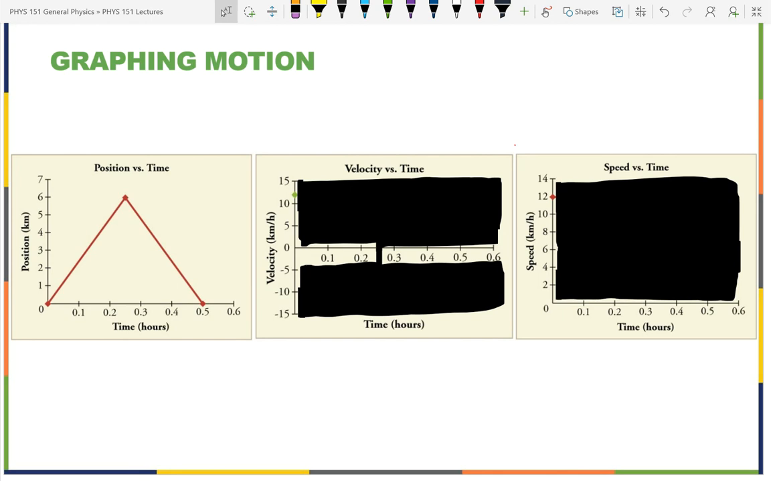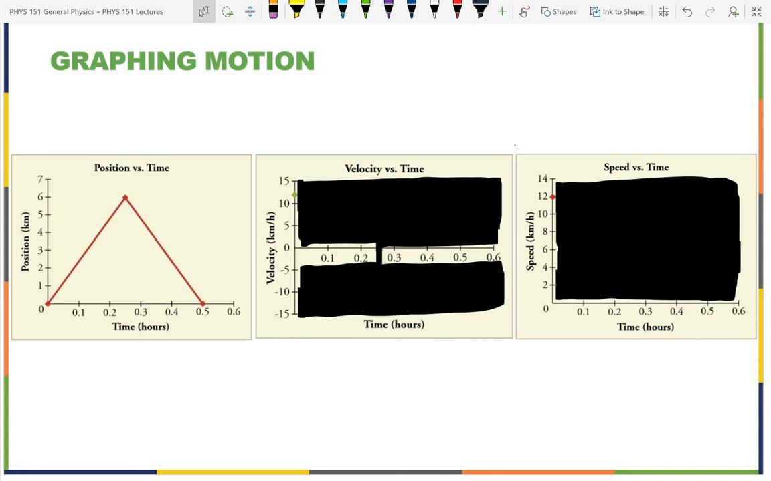Did I have the answers? I didn't hear. Forward. Okay, by convention, we use positive as the forward direction. So we have forward. Now, it moves for a while forward. What does it do at something like 0.25 second or 0.25 hours? Okay, it changes direction. It was going forward, and then all of a sudden it's going backward.